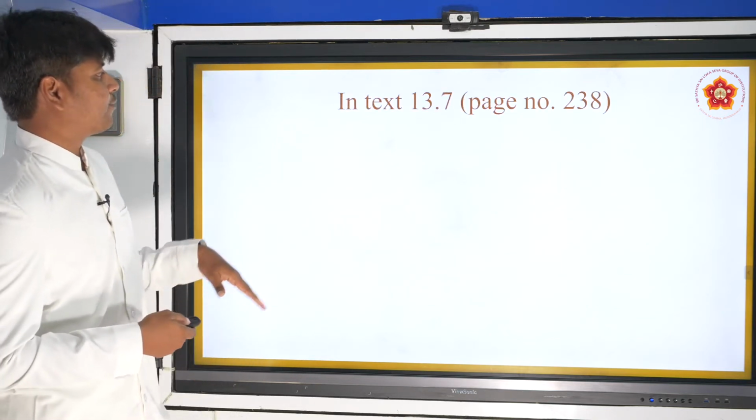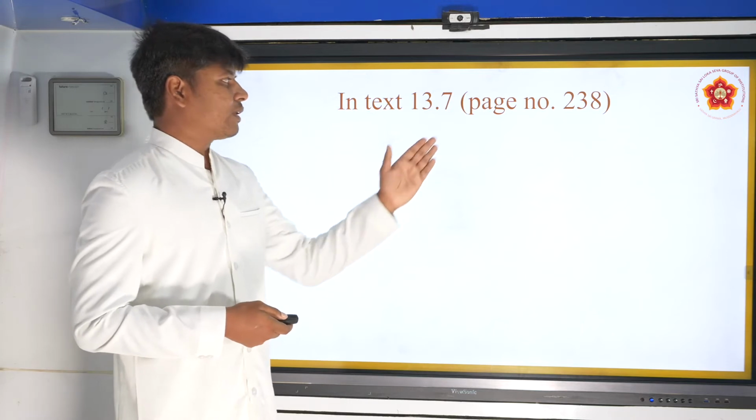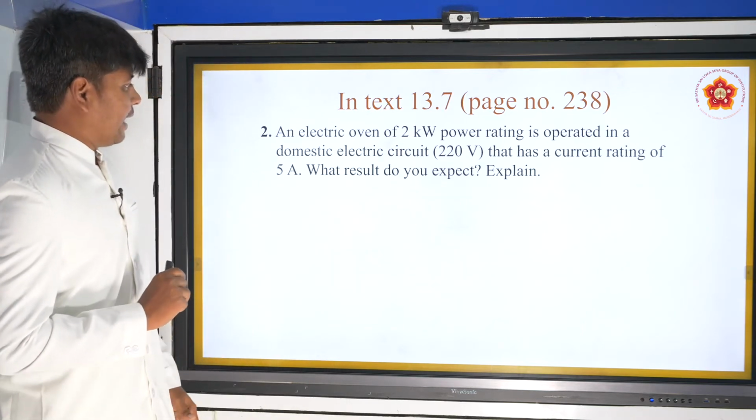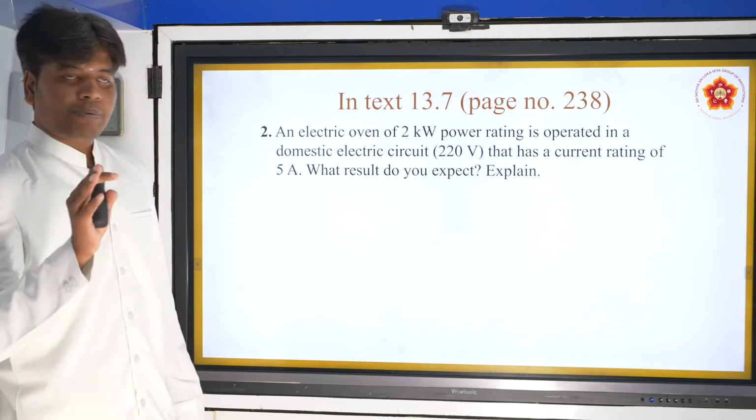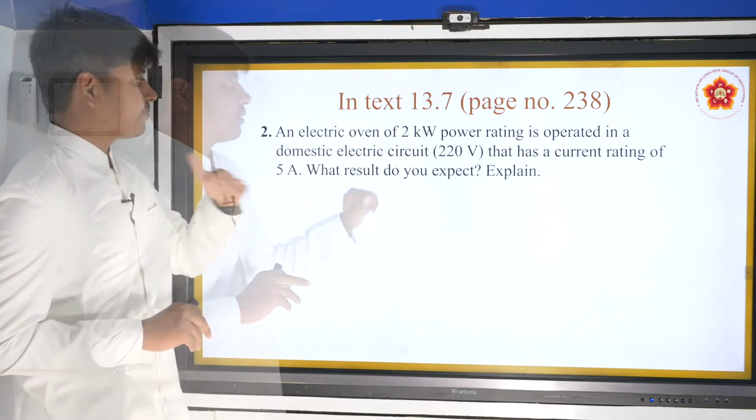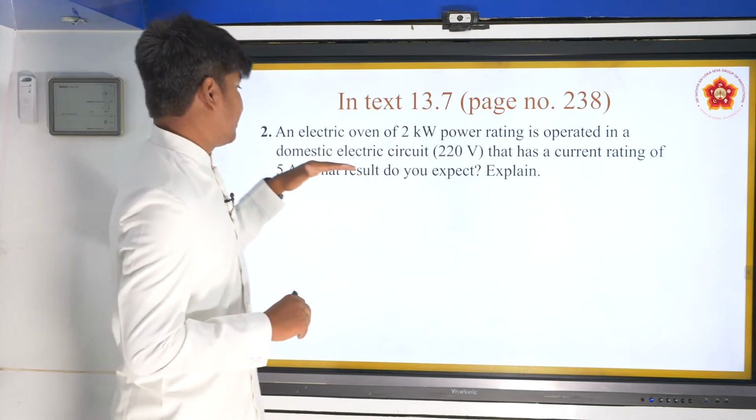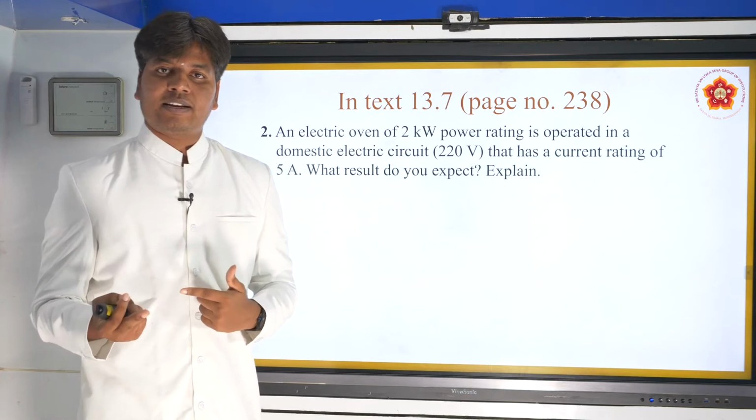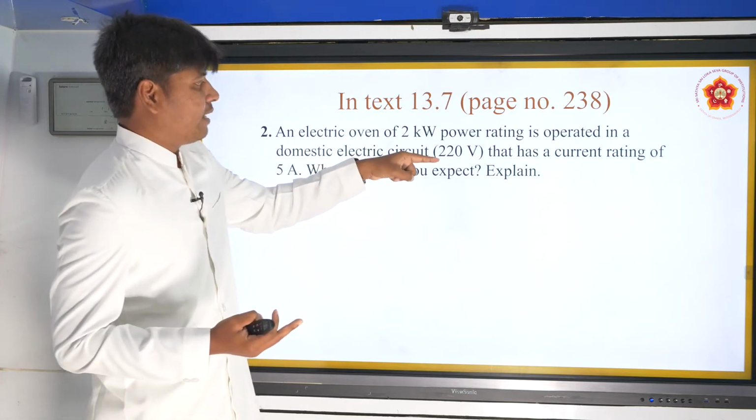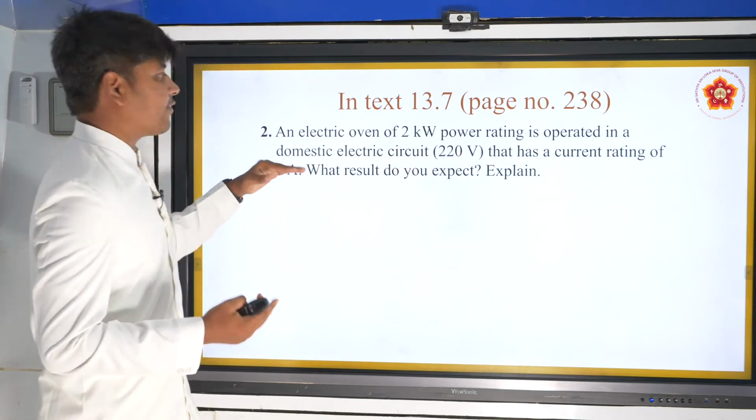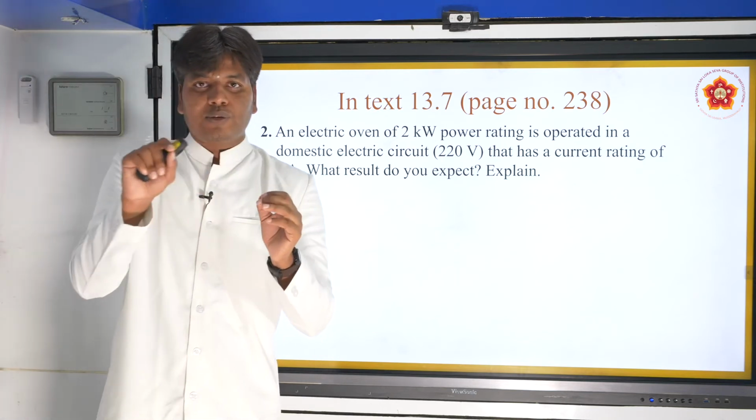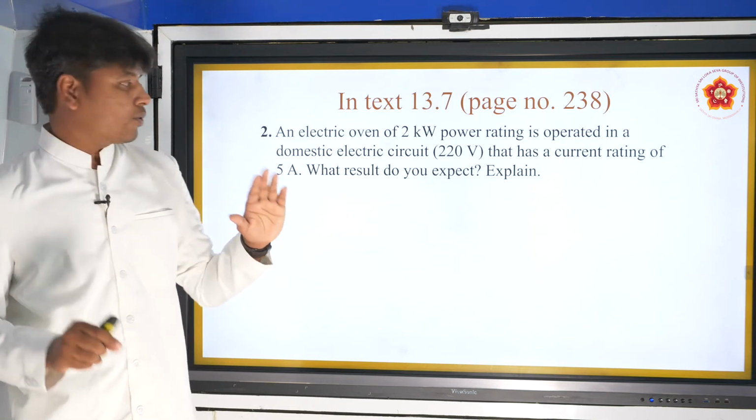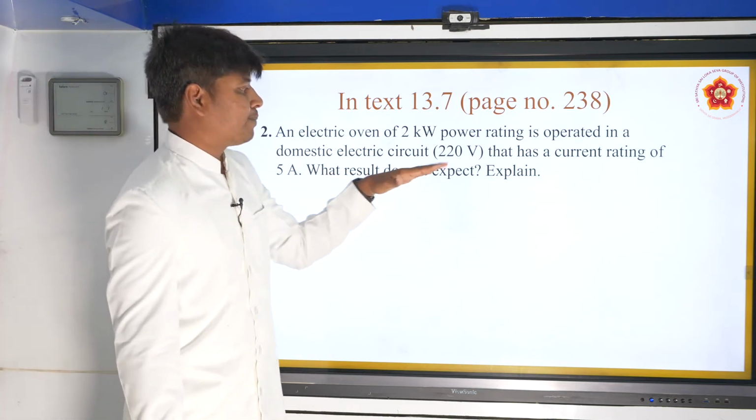So this question is from your text, 13.7. You can see it on page 238. The question here is, an electrical oven has a power rating of 2 kilowatt and is operated in a domestic electrical circuit. How much voltage do we get in a domestic electrical circuit? 220 volts. That has a rating of 5 amperes. So to that circuit we are attaching a 5 ampere current line. Okay.